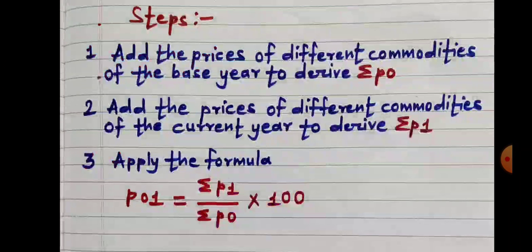Steps. Number 1: add the prices of different commodities of the base year to derive sigma P0. Number 2: add the prices of different commodities of the current year to derive sigma P1. And number 3: apply the formula of price index number, that is P01 is equal to sigma P1 upon sigma P0 into 100.